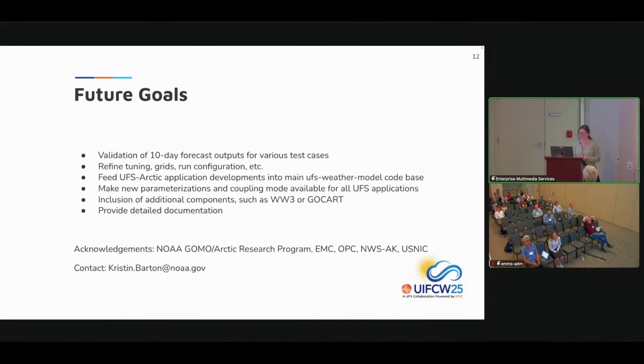So the future goals, as I mentioned, we have this output that we've managed to get together. We need to work more on the validation, refining it, and then feeding these developments back into the UFS weather model code base. And also adding some of these new components as well. As I mentioned, there's no waves in it right now. It would be interesting to look at what else we can do.